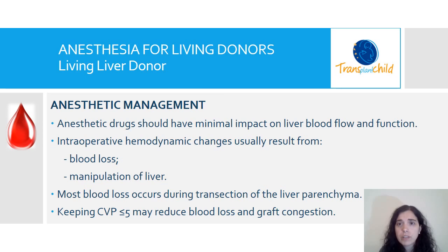As a sizable part of the liver is removed and the remnant liver sustains some degree of injury, anesthetic drugs that are chosen, and mostly intravenous analgesics and opioids, should have minimal impact on liver blood flow and postoperative liver function. One of the strategies used to help in the hemodynamic management is keeping central venous pressure under or equal to 5, as it may reduce blood loss and graft congestion. After liver resection, central venous pressure can be normalized with fluids. However, it is important to avoid fluid overload after the graft is removed because it may result in congestion of the remnant liver.